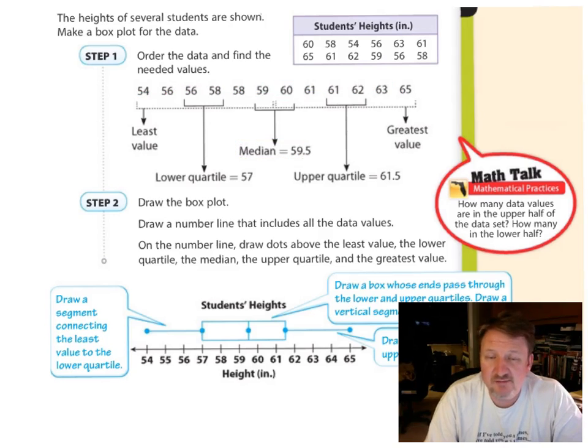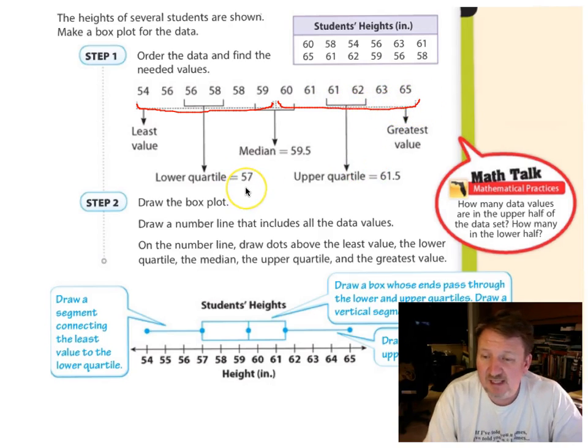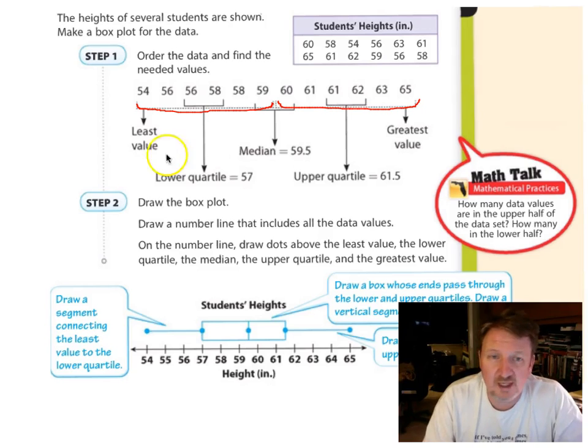So that's the first 3 values. The next thing you have to find is the median of the lower quartile, and then the median of the upper quartile. You use where the median is to help you divide. From here to here, past the 59 but not past the 60, that's my lower quartile. And then from the 60 up to 65 is my upper quartile. So I need to find the median of those 2 quartiles.